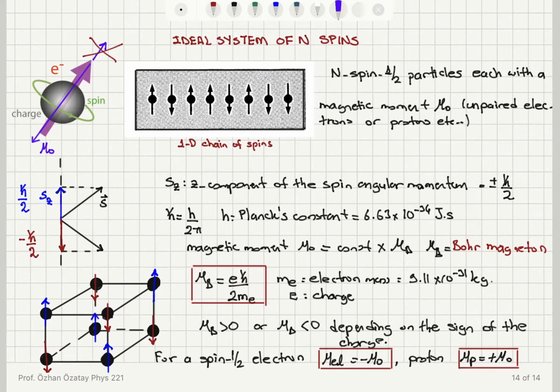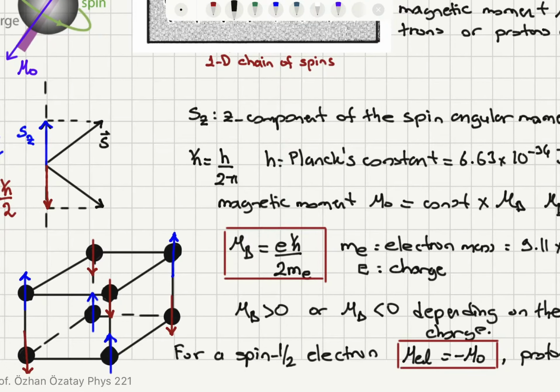And the other important thing is, in this ideal system of N spins, we're going to assume that these spins are at fixed positions. Okay, so another assumption here is spins are in fixed positions. For example, lattice sites.